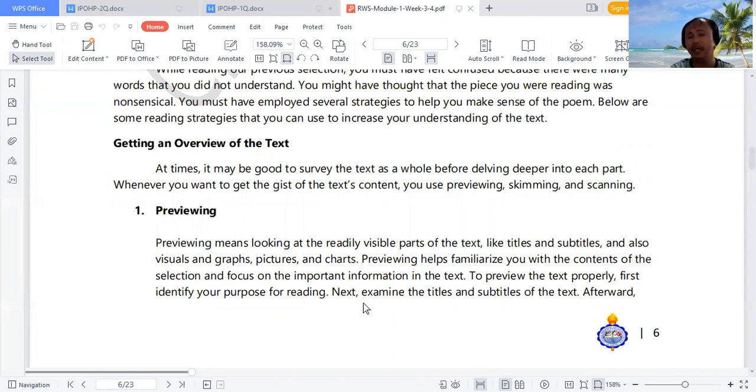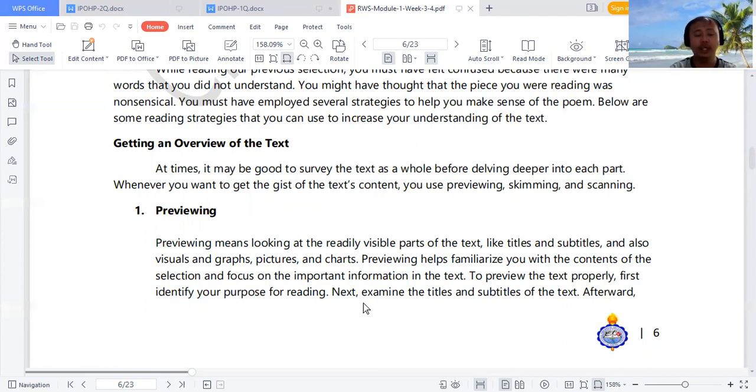So what do we mean, class, by previewing? Say for example, in movies, sometimes we are lazy to start watching from the very beginning. So what people most likely do is they go over to the last part of the movie, and then they will understand, this is the conclusion of the movie, this is what we will be going through.